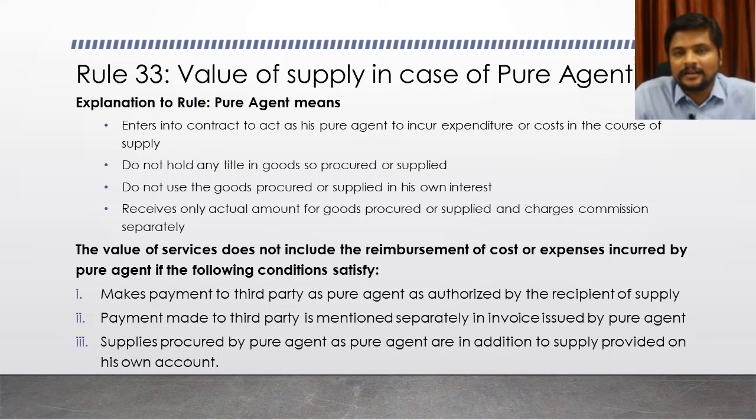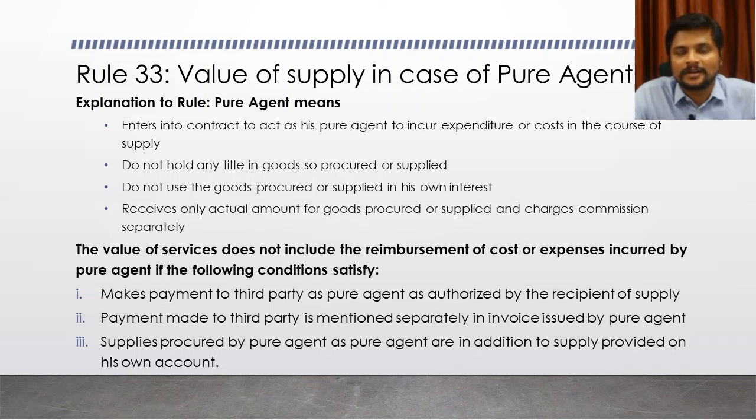In that case, there are two or three elements involved here. One, the value of goods: if he pays the supplier on your behalf, this is nothing but payment to a third party on your instruction. So that is a pure reimbursement. If he gets that amount back from you, it will not form part of his value of supply. Second, he charges commission for the particular supply, separately. That will form part of his valuation. Only that commission amount will form part of his value.